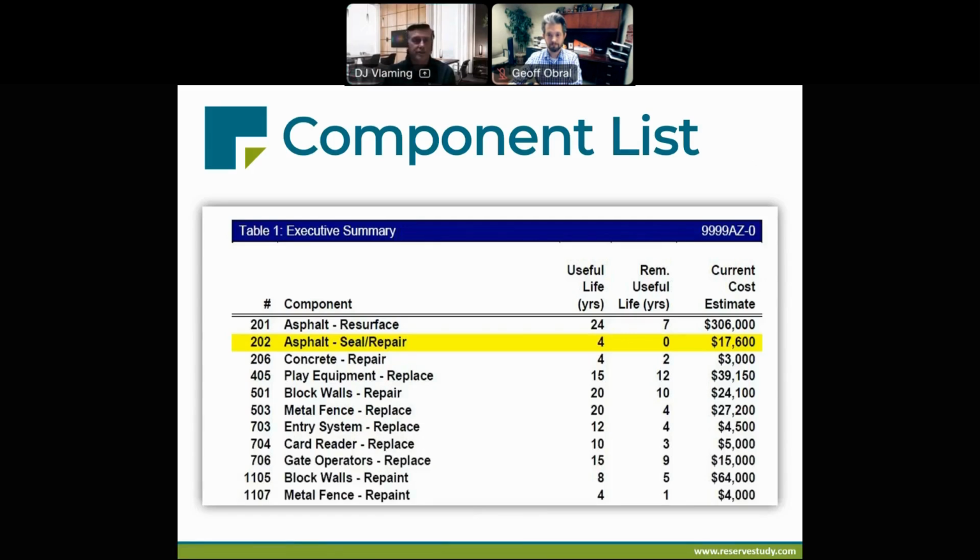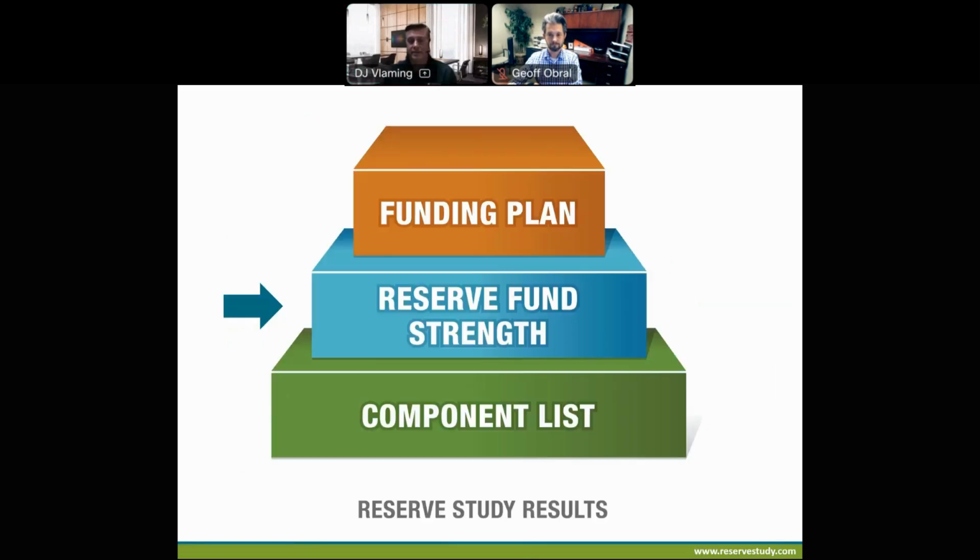The final product of the physical analysis is the component list. Here is a sample list where each item that's funded in the reserve study is identified with a scheduled useful life, remaining life, and current cost. Now, once this information is compiled, we can then move into the financial analysis portion of the reserve study. And that takes us to our second key reserve study result, which is a measurement of reserve fund strength. Let's take a look at how to do that.